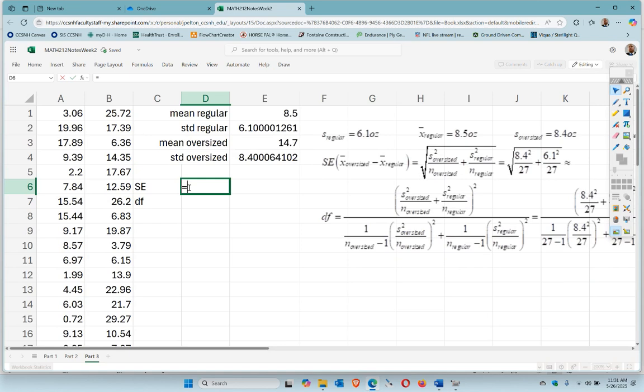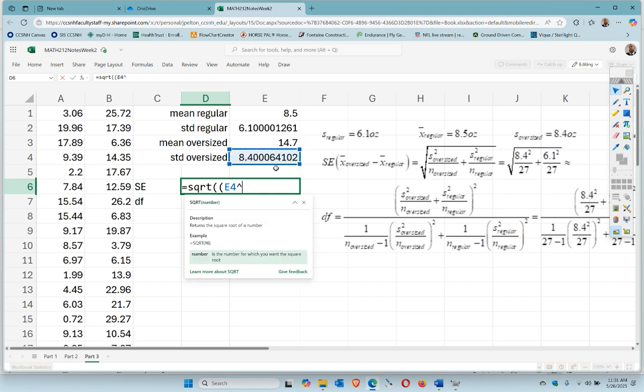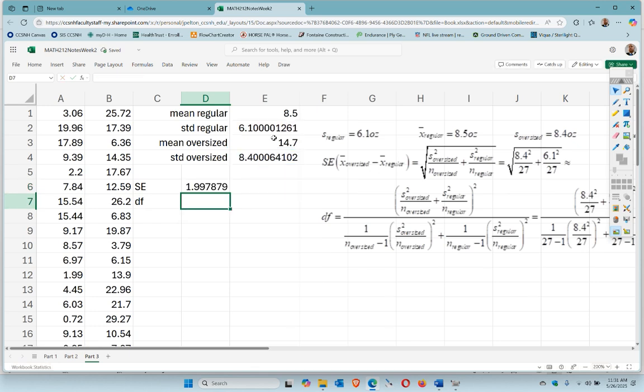Okay, so the standard error equals the square root, parentheses with two fractions. So the first fraction is, was it 8.4 or 8.5? Was I getting it wrong the whole time? No, 8.4. What am I doing? Wrong thing. Squared divided by 27, close paren, plus the other fraction, 6.1 squared divided by 27, close the parenthesis, close. So there's my standard error, right? 1.99. That sounds good.